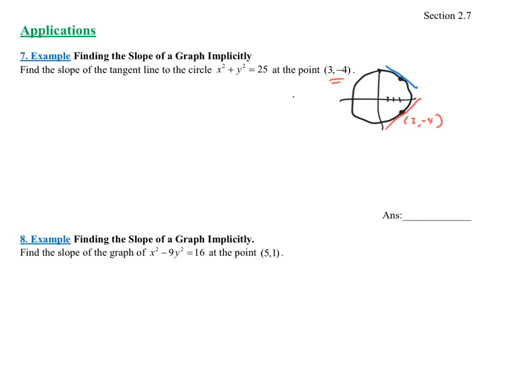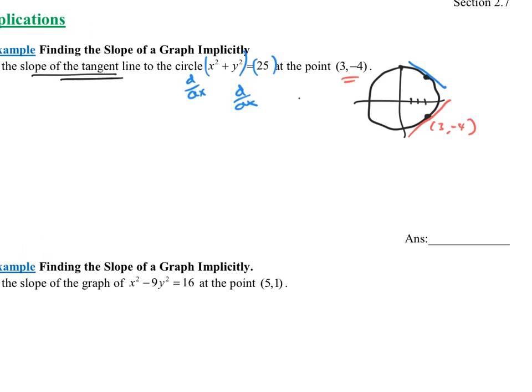So if it says find the slope of the tangent line, it's the same as it's always been. That means find the derivative. So all we're going to do is take the derivative with respect to x of both sides of this equation. Really not that bad of an equation compared to some of the ones we've done either. So let's take a look at it.